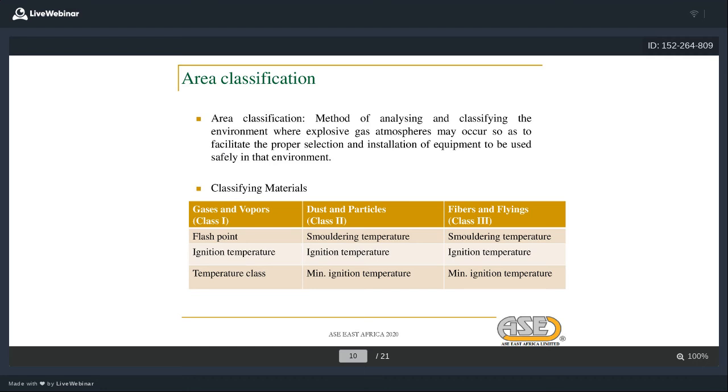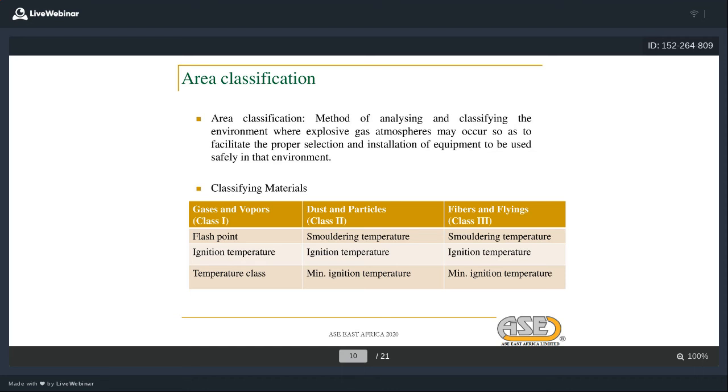So, classification of areas. What are these areas? If we analyze and classify environment where explosive atmosphere may be present, and if in that area we facilitate proper selection and installation of equipment, especially electrical equipment, to be used safely in that environment, that we call area classification.